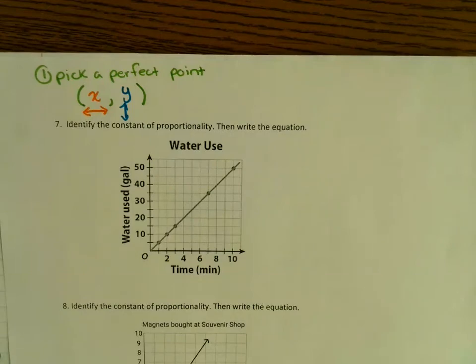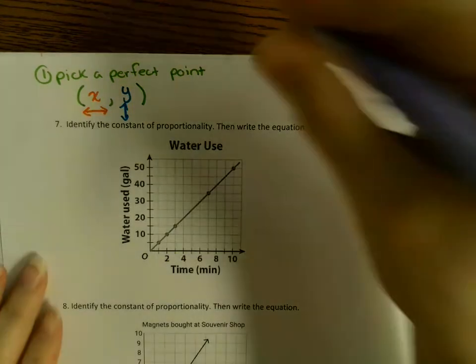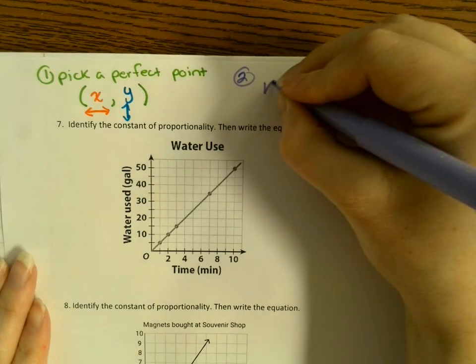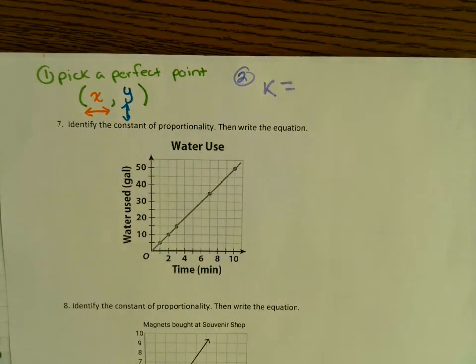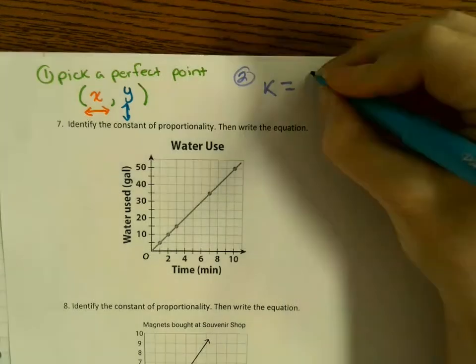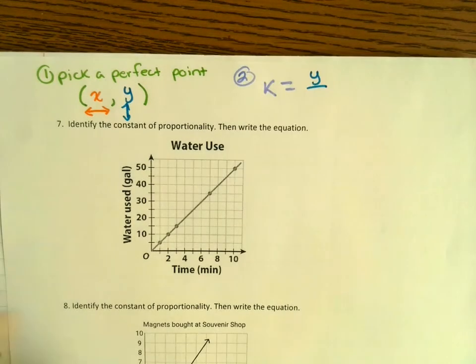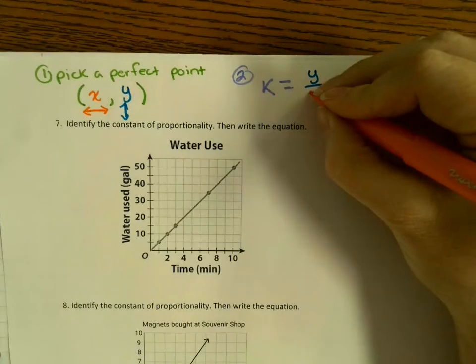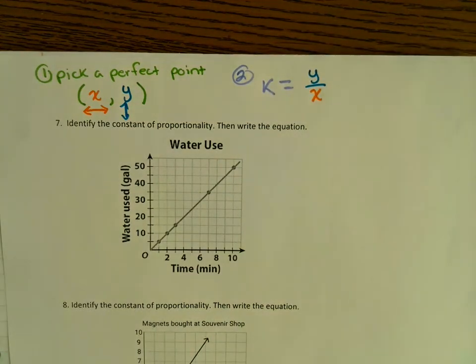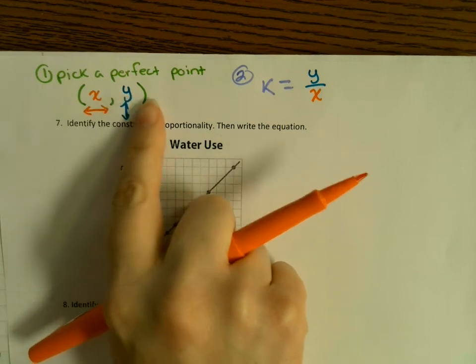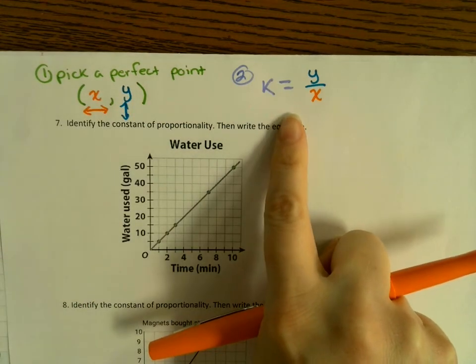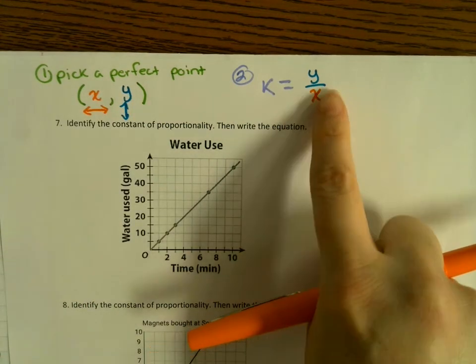The second thing that you're going to do is identify the k value from that ordered pair that you picked. And remember, your k value is set up as whatever your y value is over the corresponding x value. So you pick a point, and even though the point is written as x, comma, y, when you're identifying your k, you identify it as y over x.